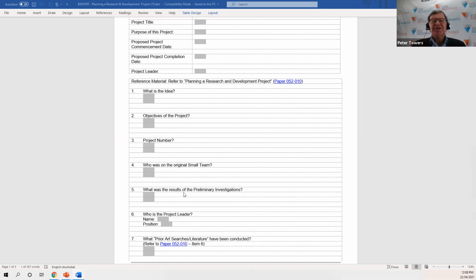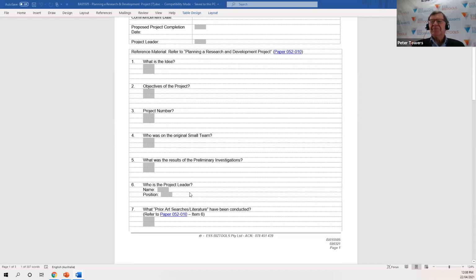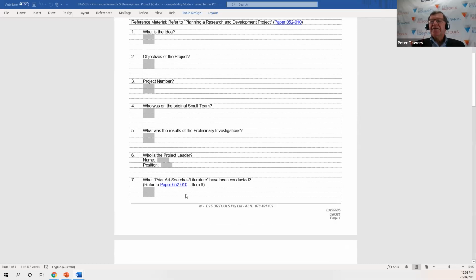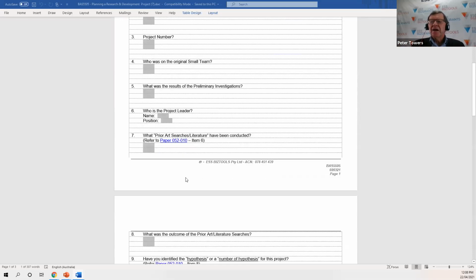And obviously you would expect them to be positive. Otherwise, why are we now looking at spending the company's money on undertaking a formal research and development project? Who's the project leader? And then we get into this very important question of what research has been done on prior art or prior literature, and how have we documented that?